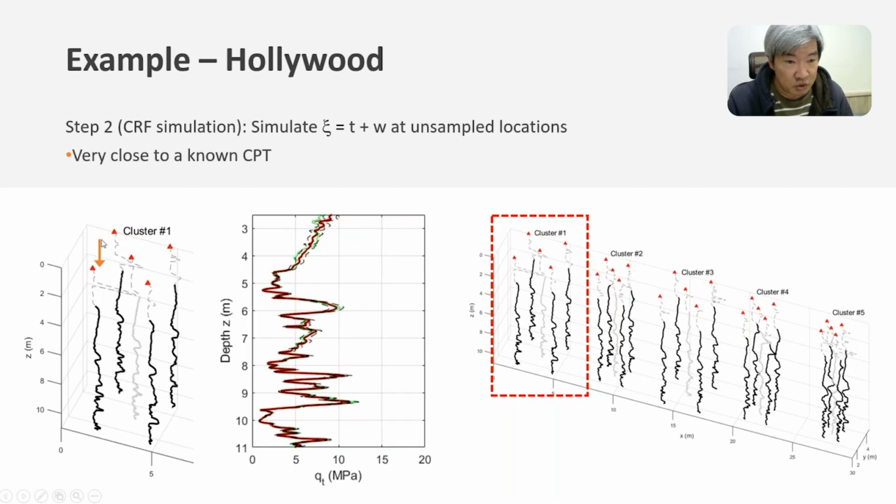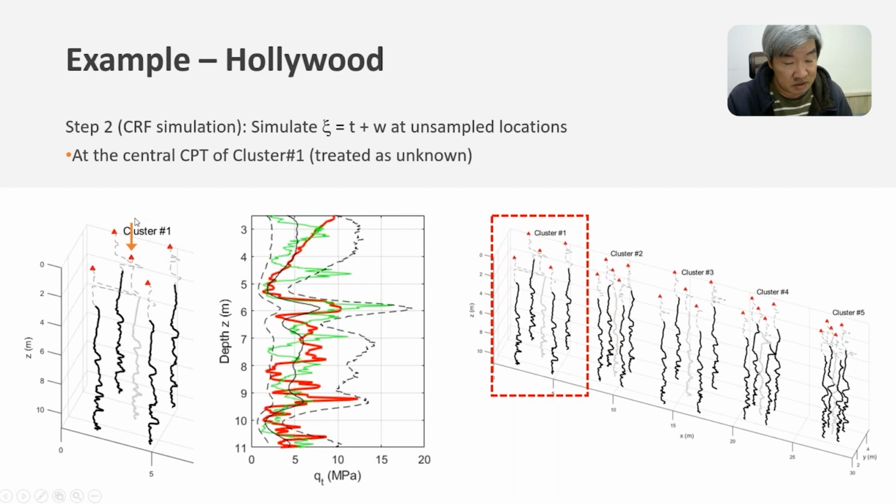So this is completely reasonable. What happens if you change the simulation location a little bit to the right? This is what you will see. This green line is one conditional random field sample. You start to see some randomness for different conditional random field samples. But because the simulation location is so close to this known CPT, the 95% confidence interval is still quite narrow.